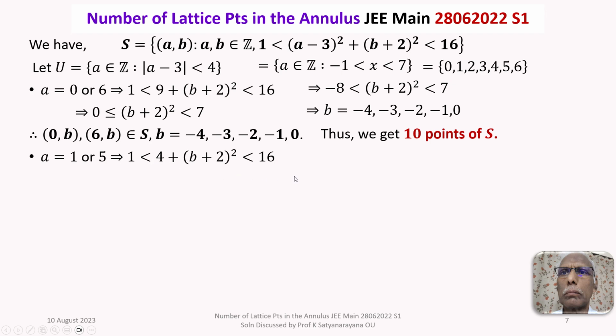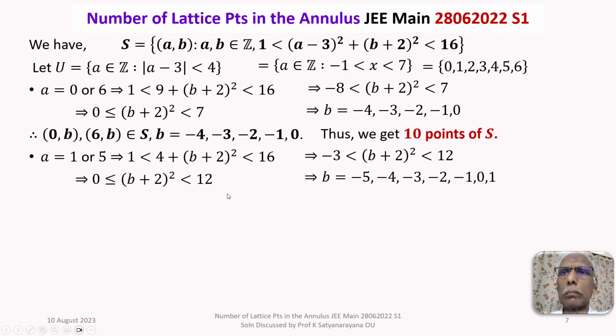Now what do we do? Now add throughout by minus 4. We will get minus 3 less than (B plus 2) whole square less than 16 minus 4, that is 12. Now (B plus 2) whole square, because it is a square, it will be non-negative. Therefore, the inequality starts from 0. So this will be 0 less than or equal to (B plus 2) whole square less than 12. Now for what values of B is this satisfied? So for B, minus 4, minus 5, minus 3, minus 2, minus 1, 0 and 1. So for these values of B, this inequality is satisfied. How many are these? These are 7 in number.